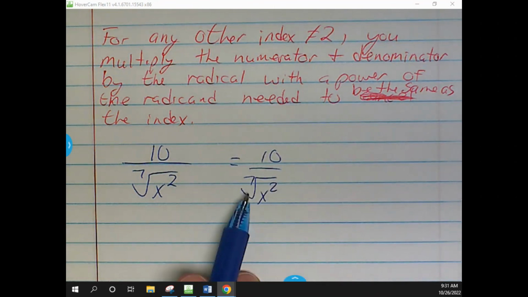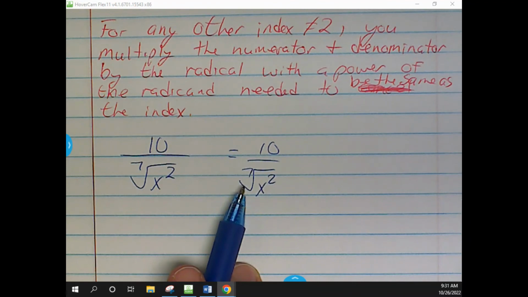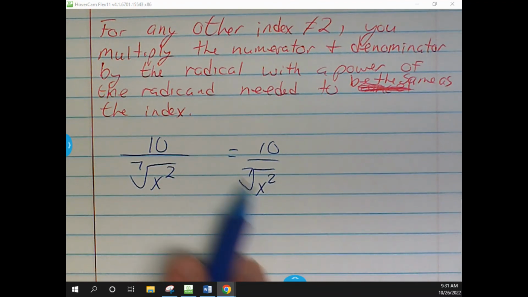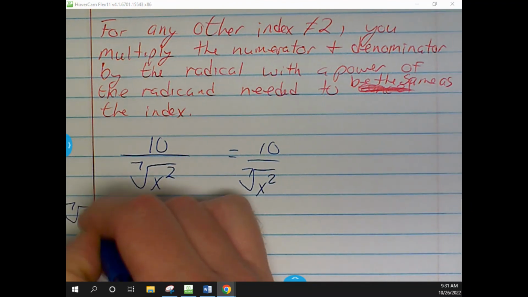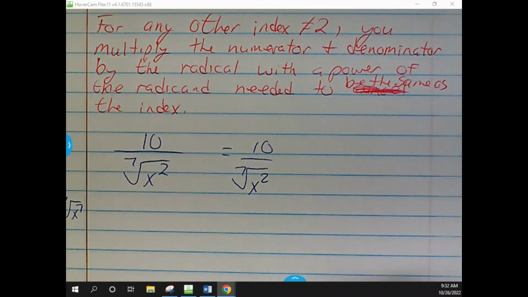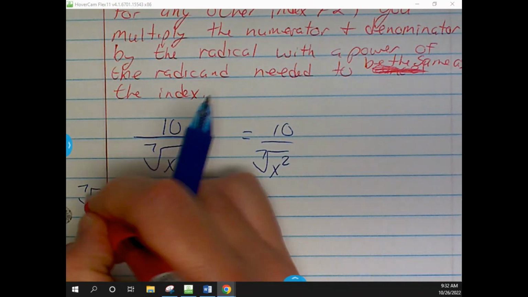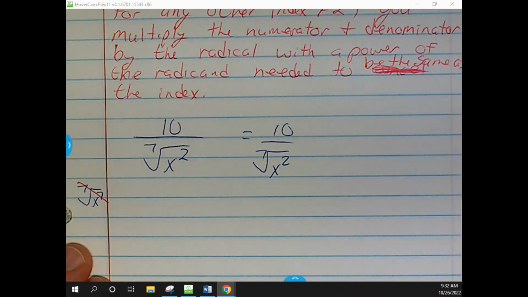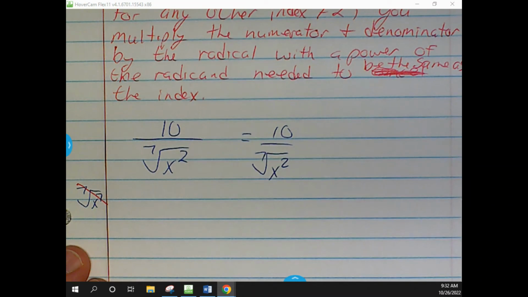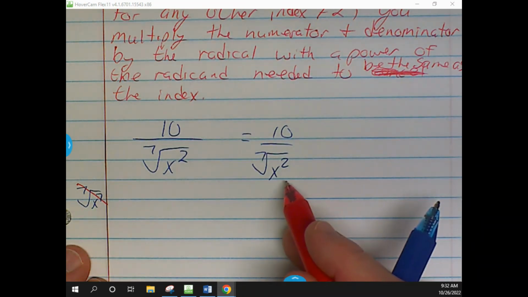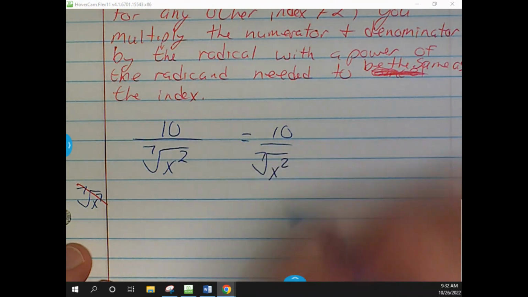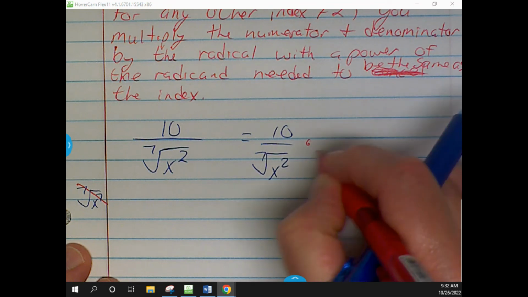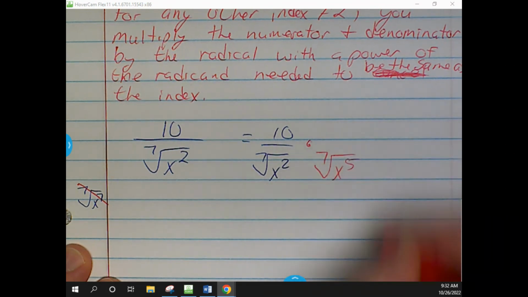This is the 7th root, so the index is 7, right? If we're wanting these things to cancel, everybody okay that we would need the 7th root of x to the 7th? That way, if we have the 7th root of x to the 7th, these would cancel, and we would just get x, right? So if there are 2 x's here, how many more x's do we need to get to 7? We need 5, right? Just subtract. Basically, you just subtract these two numbers, and whatever that is, that's what you're going to have to multiply by.